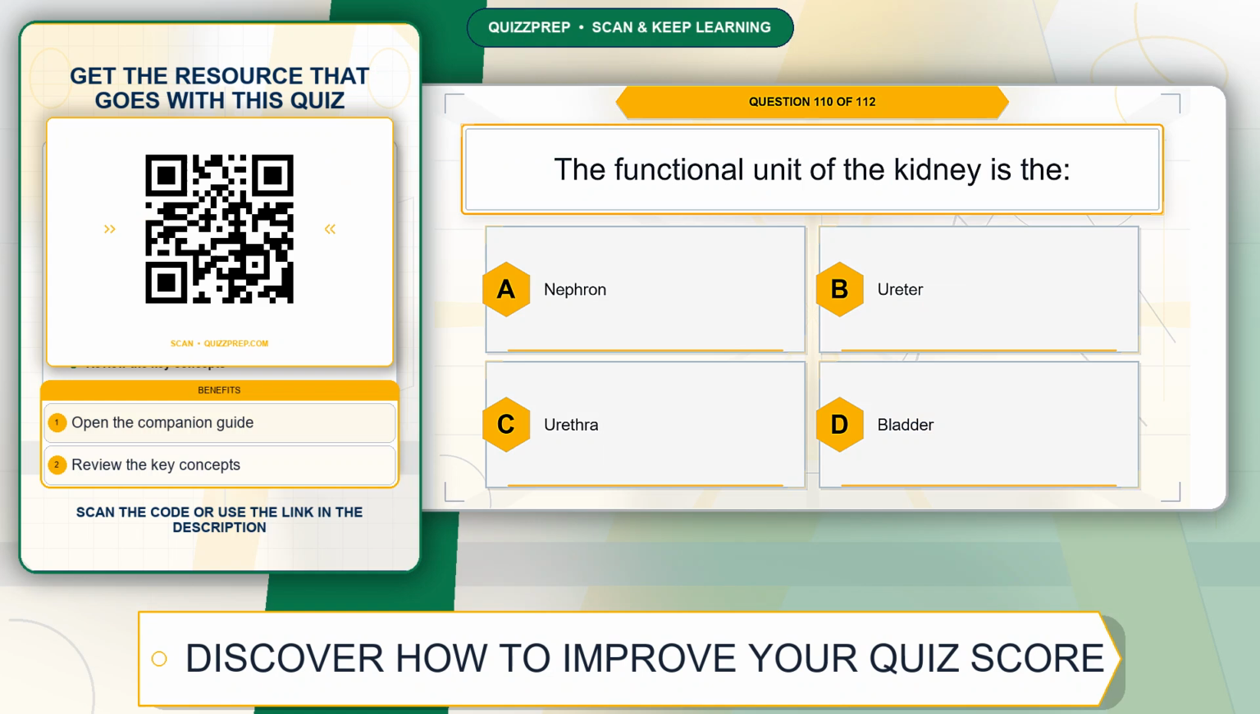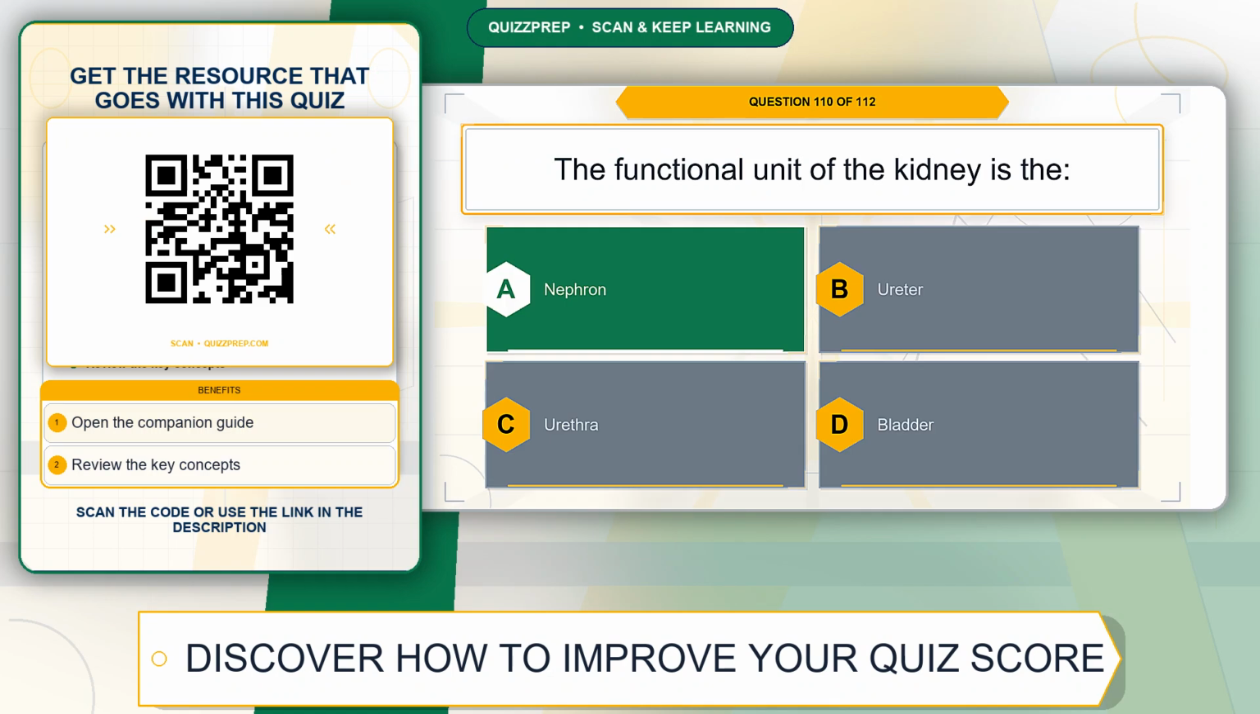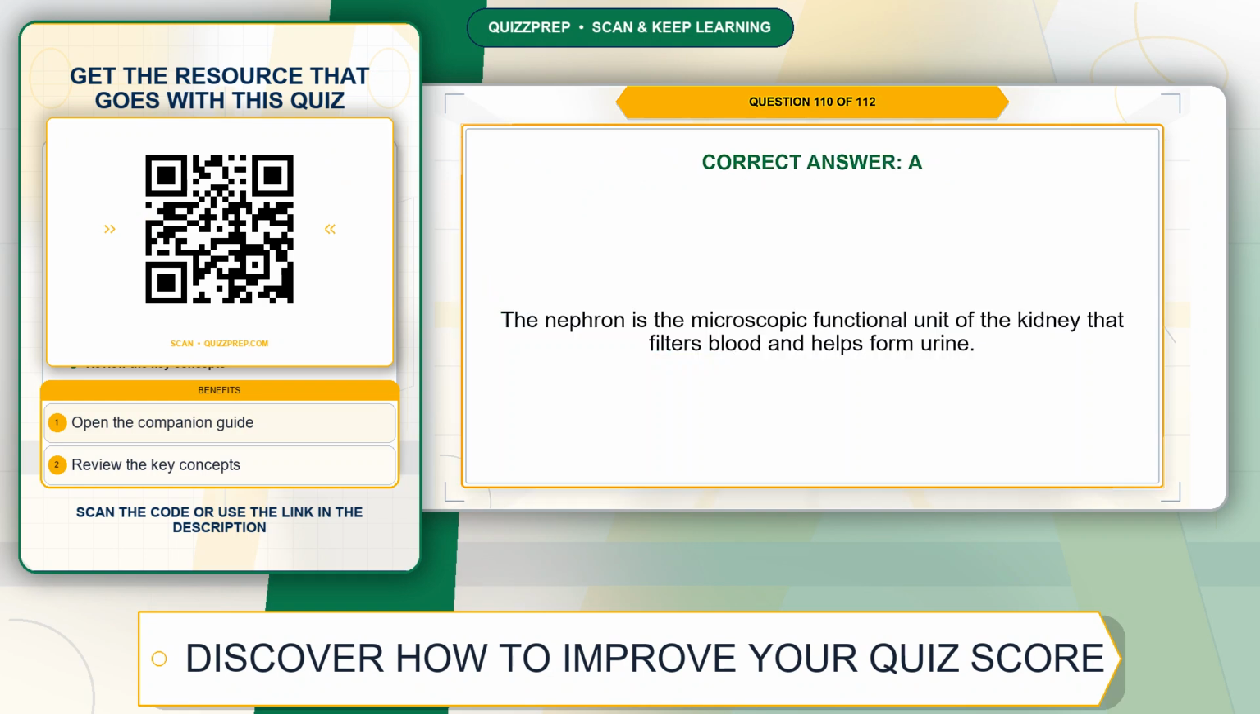Question 110. The functional unit of the kidney is the option A, nephron. Option B, ureter. Option C, urethra. Option D, bladder. The correct answer is option A, nephron. Explanation. The nephron is the microscopic functional unit of the kidney that filters blood and helps form urine.